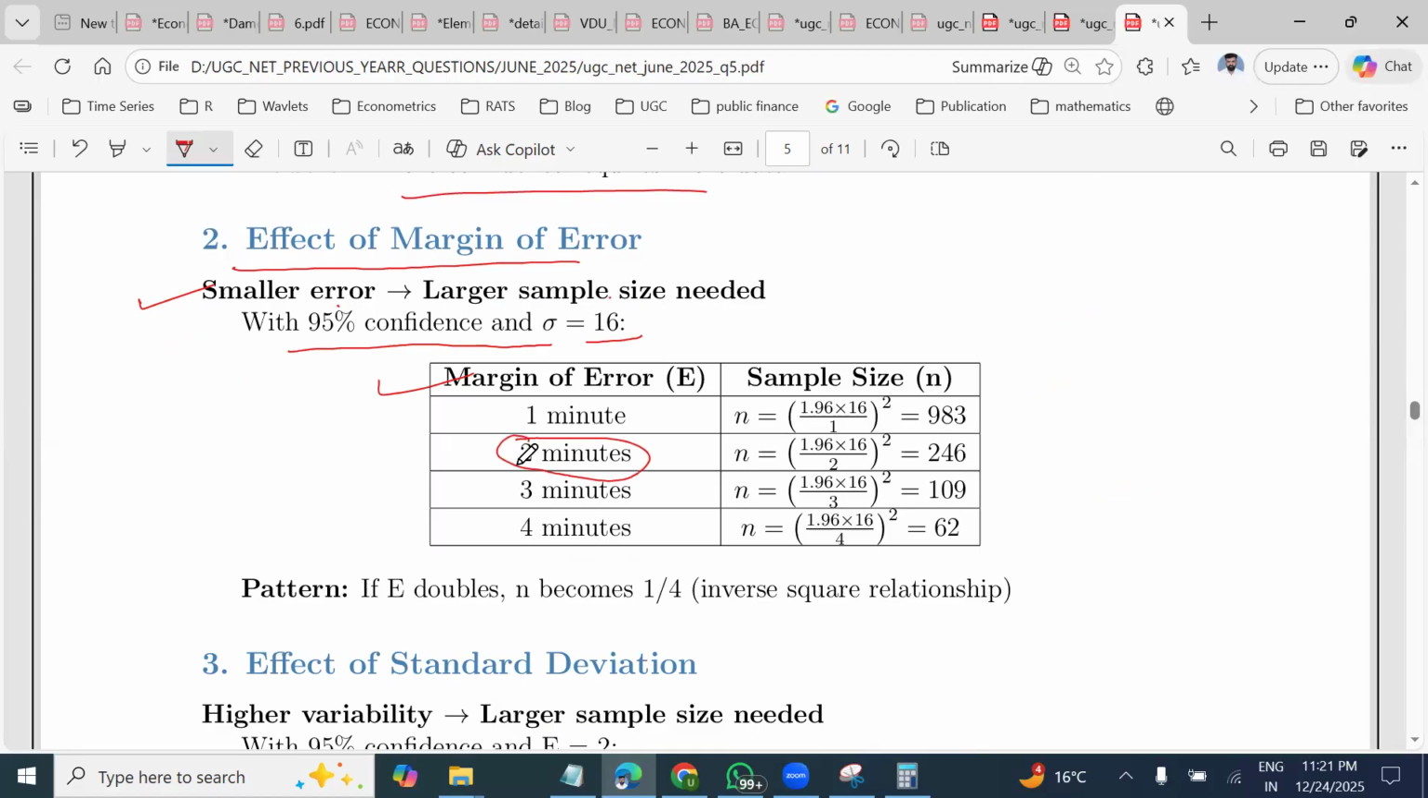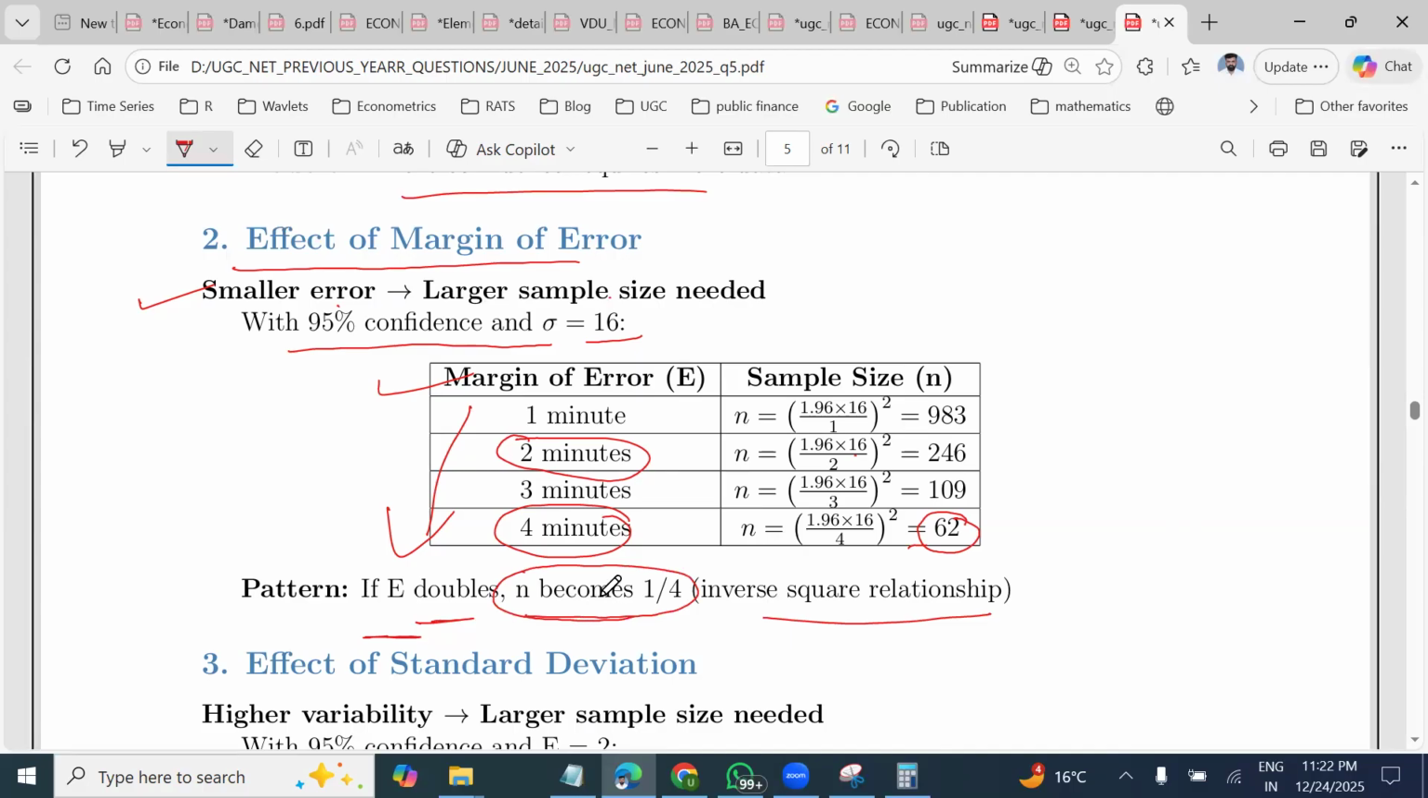Yes, sir. But if the margin of error increases to 4 minutes, you need a smaller sample. So when the margin of error is increasing, you need a smaller sample; smaller error means more sample. You have to remember: larger error means small sample size. Basically, it is an inverse square relationship. If E doubles, n becomes 1 by 4.